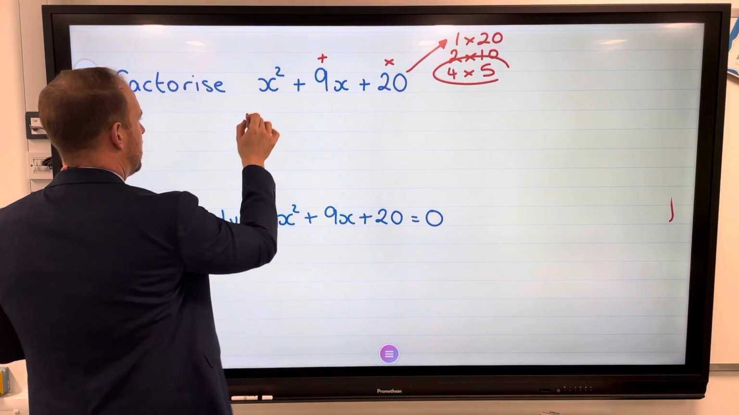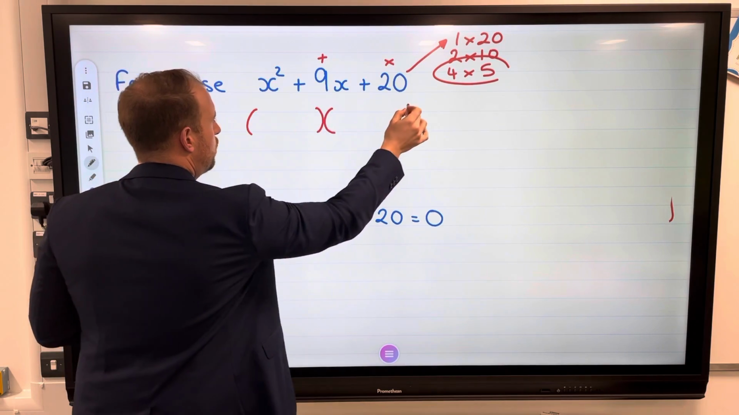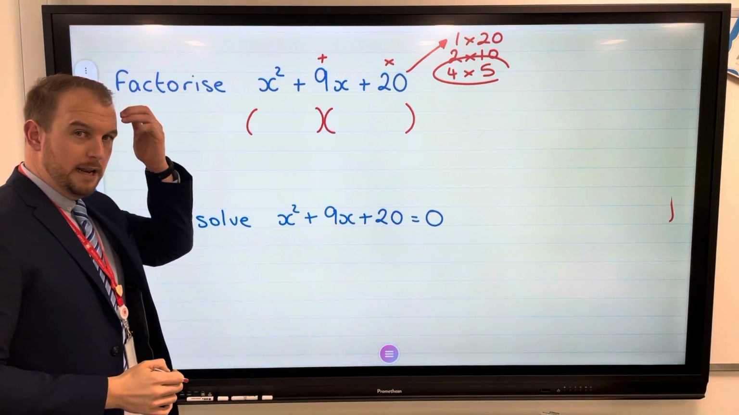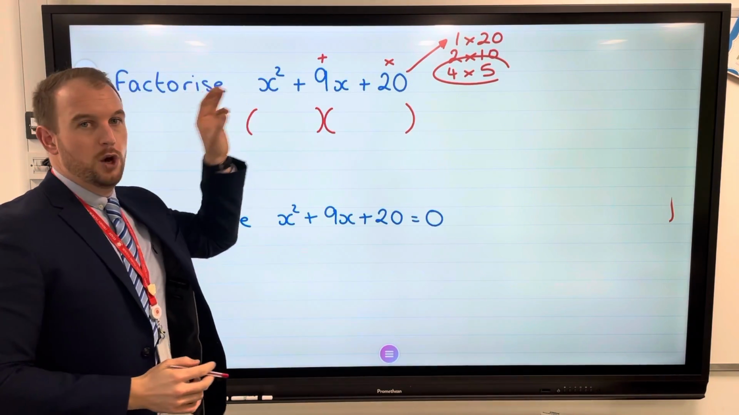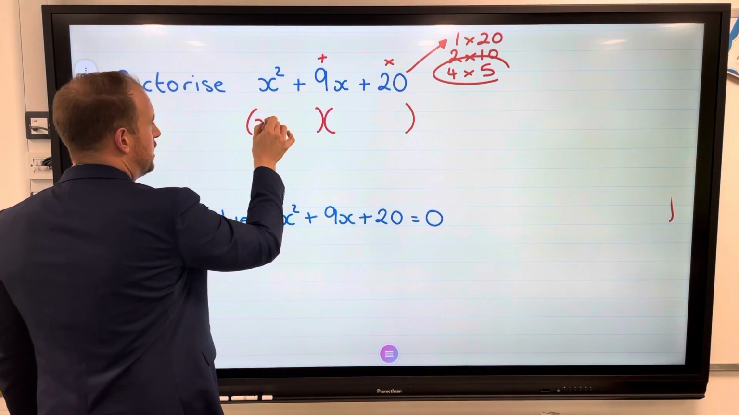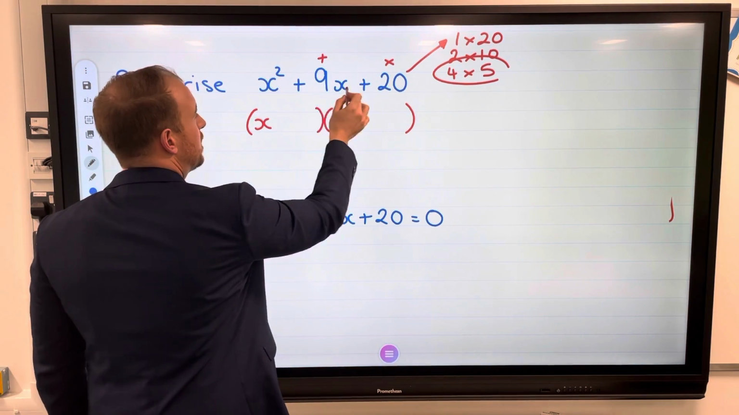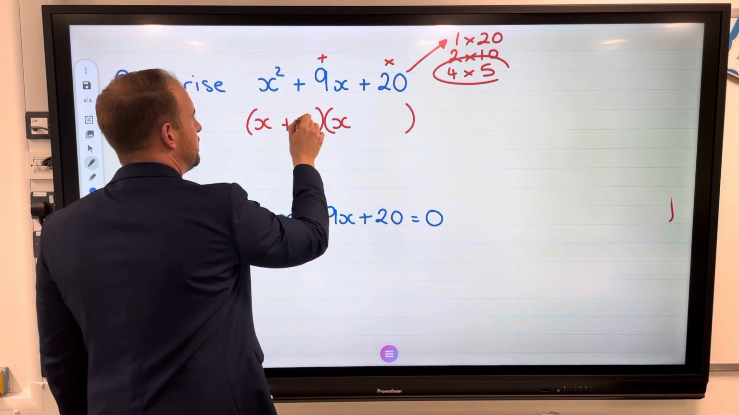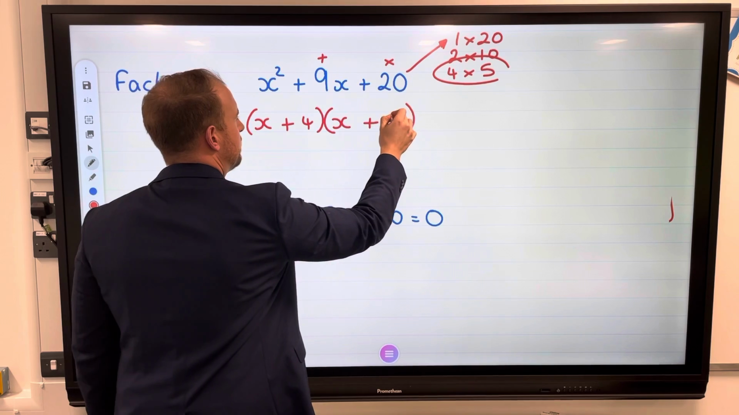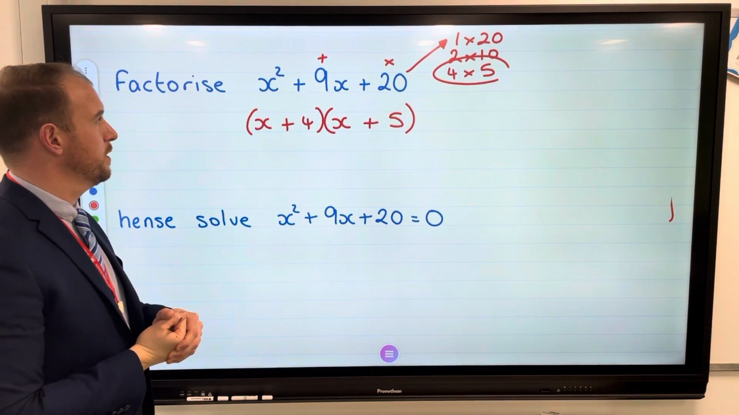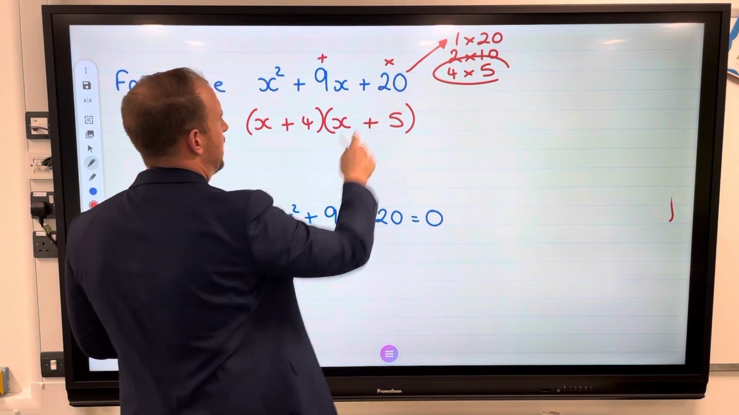So for my double brackets then, we know it's double brackets, okay, because we can see this squared element here, okay? As soon as it says squared, we know it's quadratic, which means double brackets. The letter we are using is x, because that's what we have in our expression. Now, to make a positive 9, we have to add 4 and 5 together, which means they are both positive. Okay, and then obviously 4 times 5 is 20.